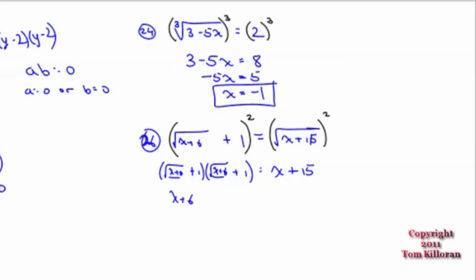All right, then you do outer. So we get 1 square root of x plus 6. Notice I left a little space here. And then we do the inner, and that gives me another 1 square root of x plus 6. So that gives me 2 square roots of x plus 6. And then 1 times 1, of course, is 1.